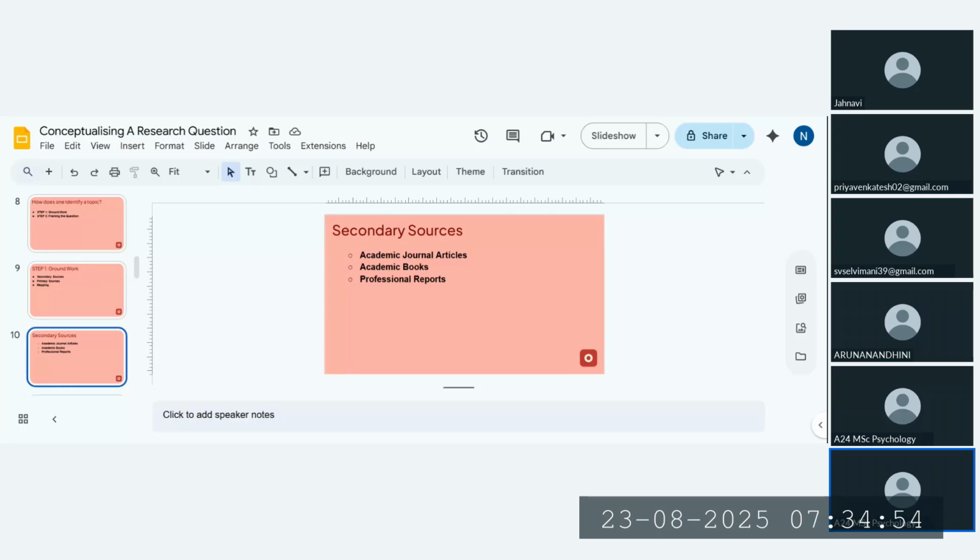Then you have professional reports. Professional reports are like focus group work or a white paper that is submitted for government policy.